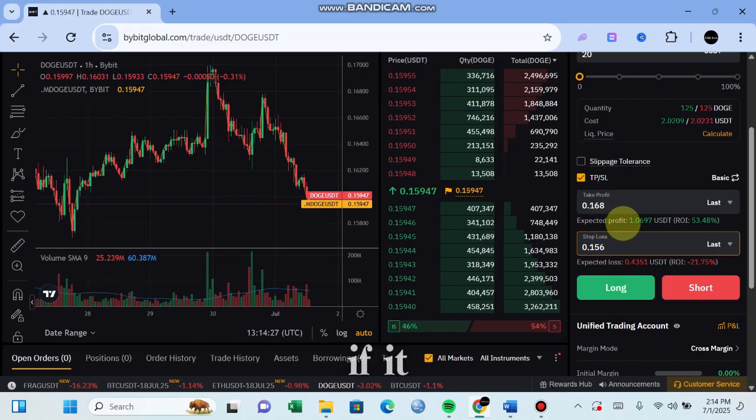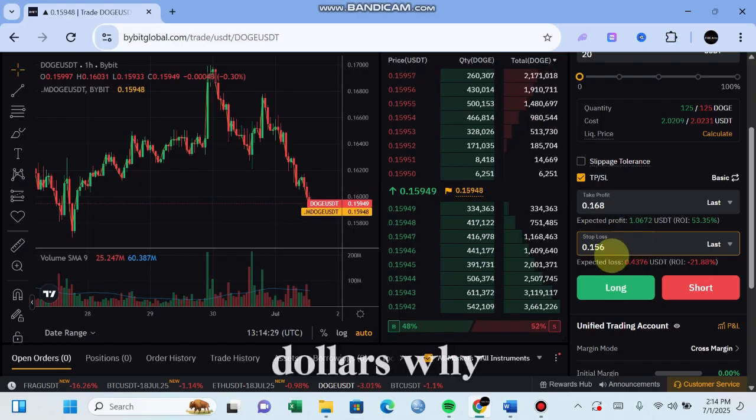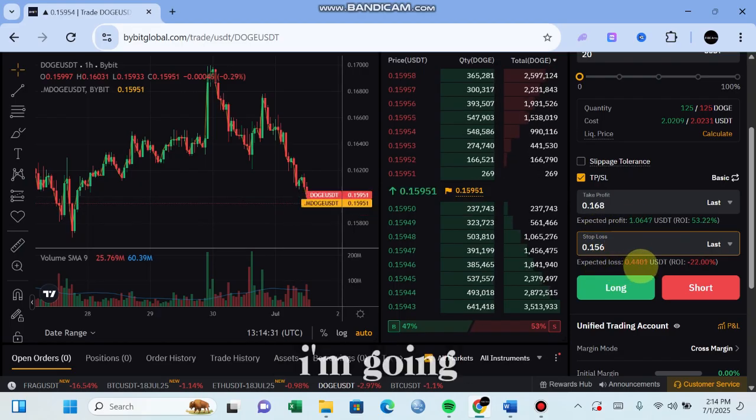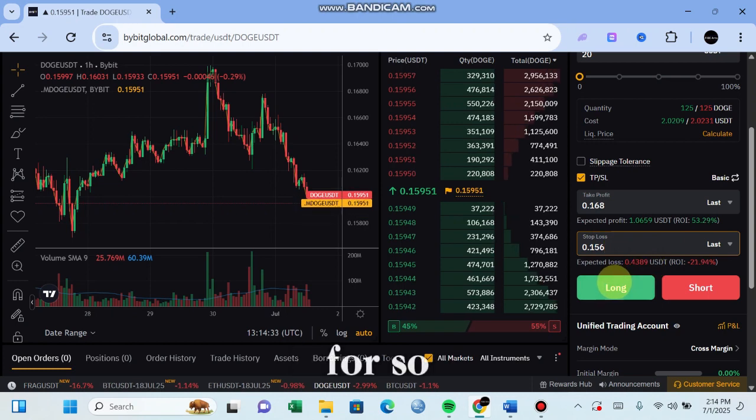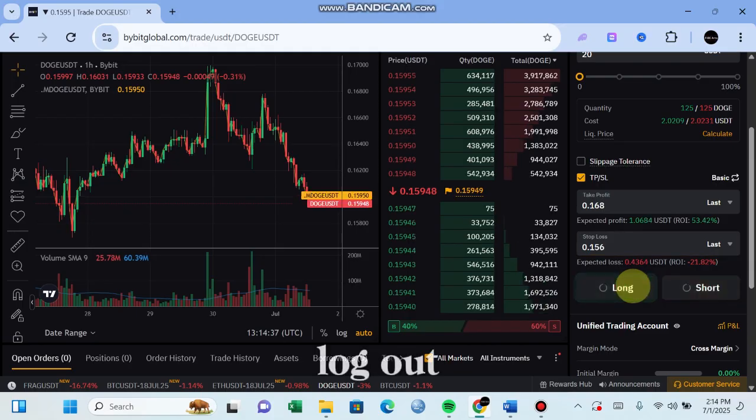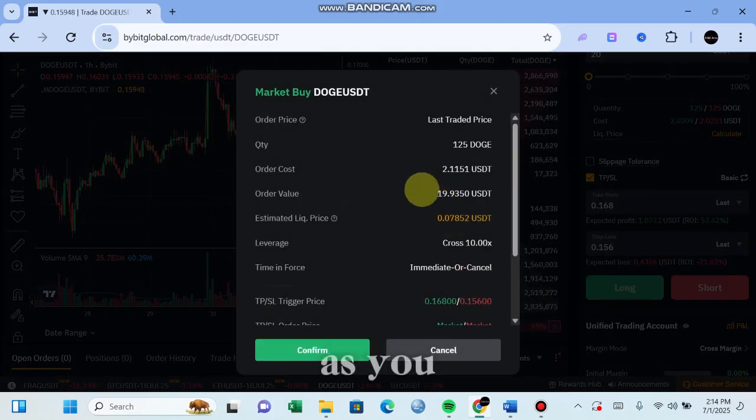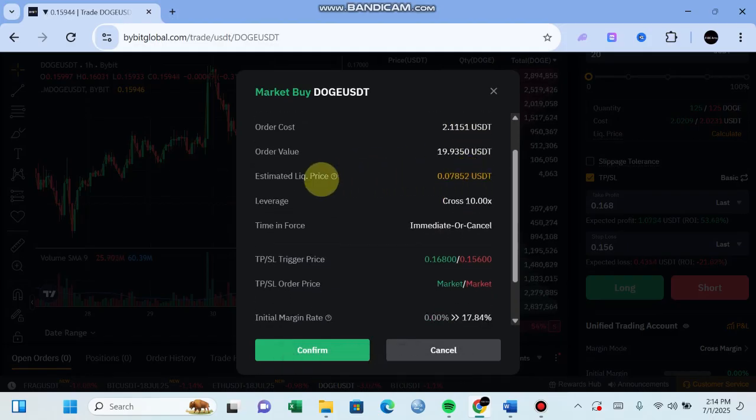Okay, since I predict that it is going up, you can see that if it hits my take profit, I'm going to make $1. While if it hits my stop loss, I'm going to lose 0.4. So I believe that it is going to go up, you get, so I'm going to tap on long. And if I do this, as you can see, it's going to give the summary. I'm buying Doge, longing Doge. The liquidation price is 0.078.